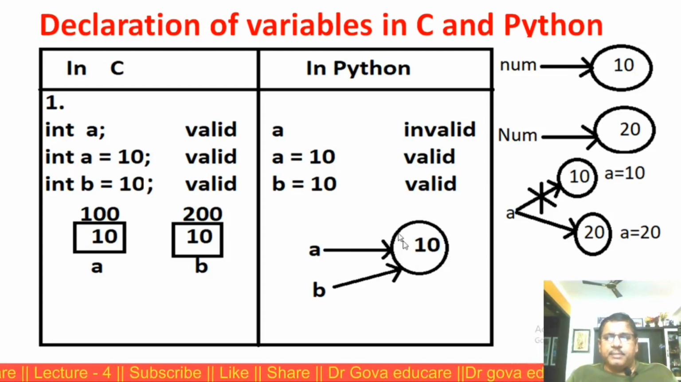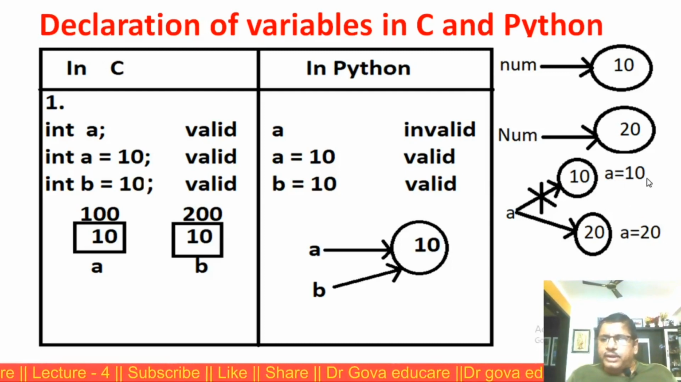This is because Python has an efficient memory mechanism. Now here num references the object 10. Now this num references the object 20. Small num and capital Num are different.